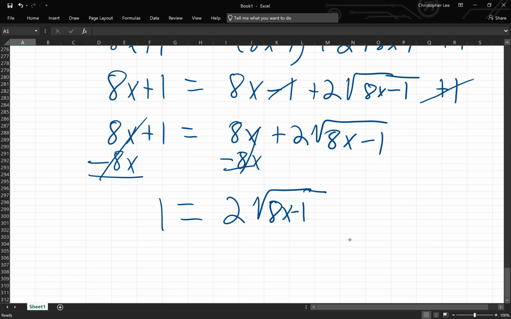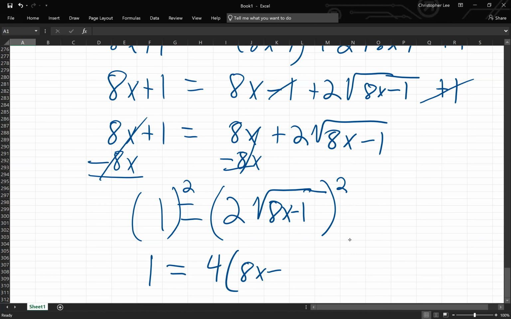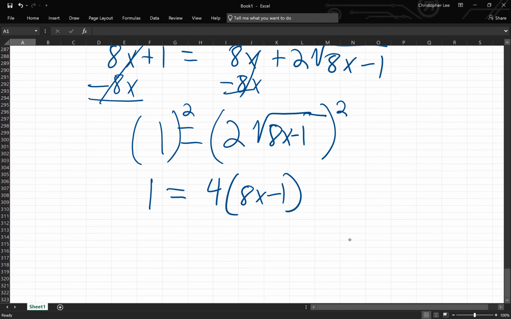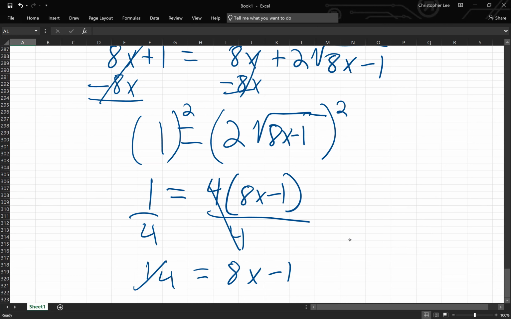Now I'm at that point where everything is going good. I still got that radical, and I need to get rid of it. So I'm going to square this. When I do it to one side, I have to do it to the other. So now I have 1 is equal to 4 times 8x minus 1. After that, divide by 4. 1 over 4 is equal to 8x minus 1.